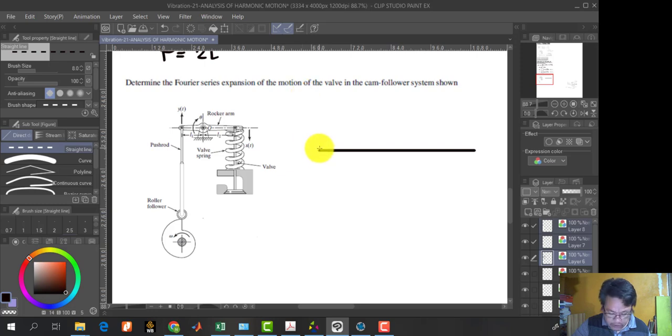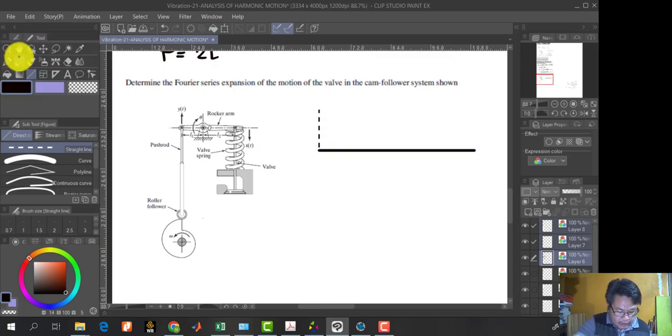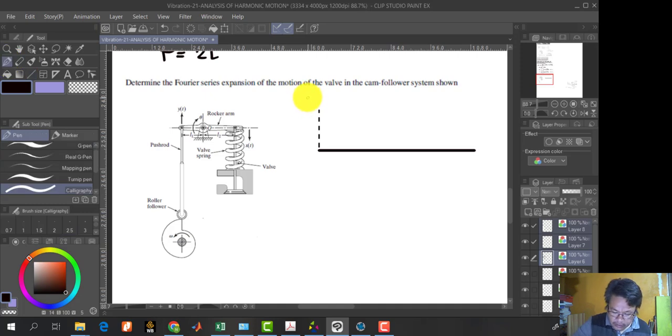So, I'm going to draw this line to represent that. Here, the dotted line will be my y. Let me try to decrease the size of it. So, this will be my y as a function of time, and that will be going up.